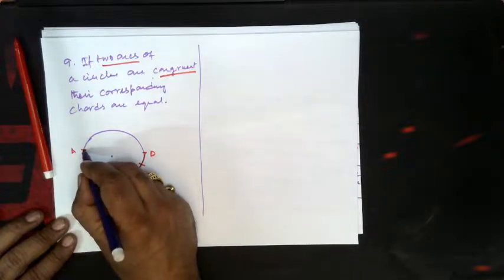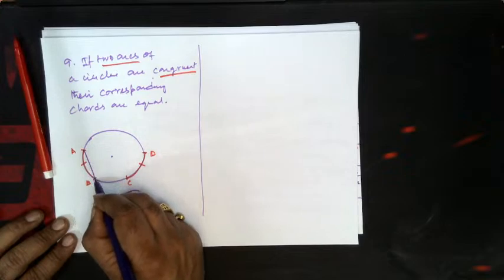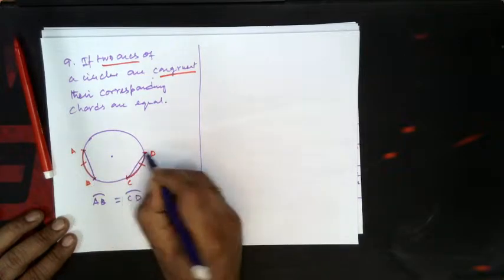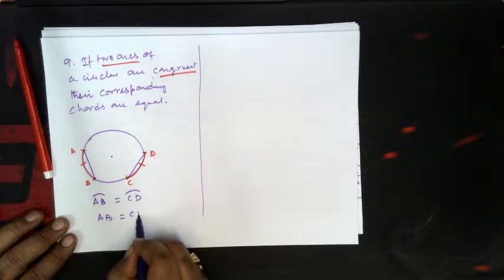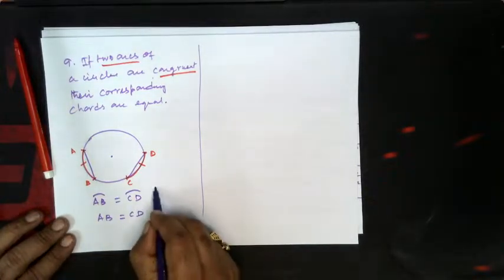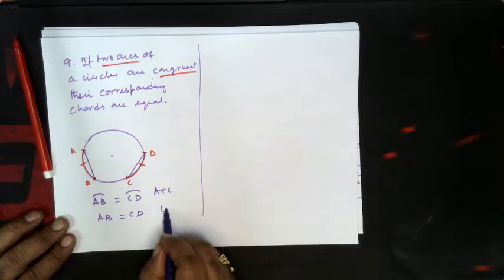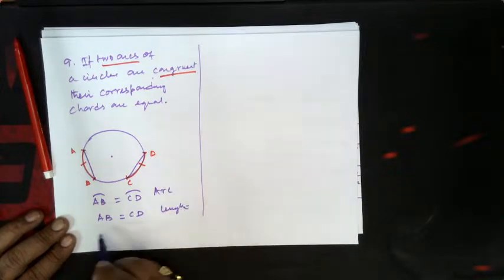Then their corresponding chord lengths. This is the chord length. So AB is equal to CD. That's all. So this is the arc. This is the chord length. We talk about the chord length.